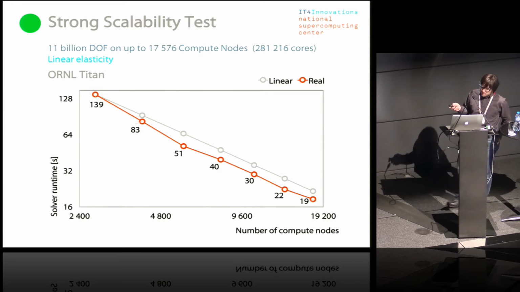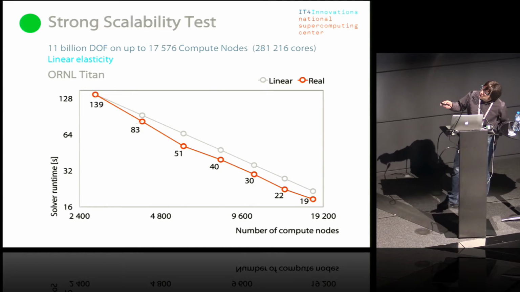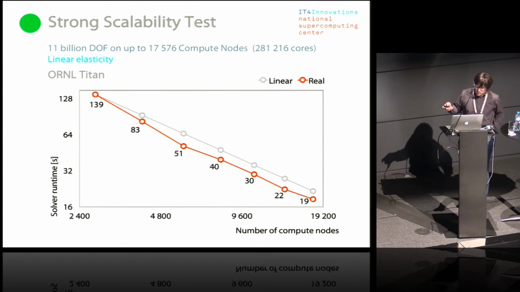But if we start with the strong scalability test, so this is a strong scalability of 11 billion unknowns running from 2,000 to up to 17,000 compute nodes. So this is the linear scaling, and you can see that the solver achieves a superlinear scalability.